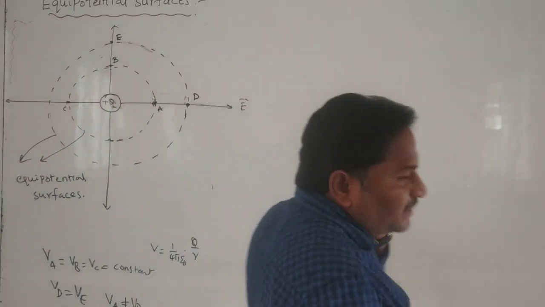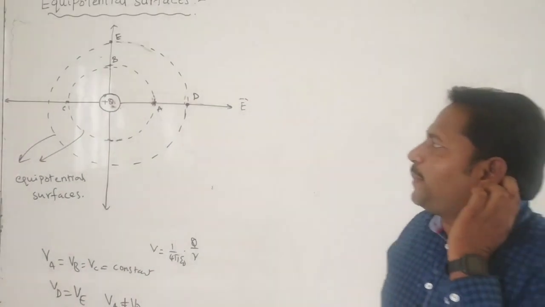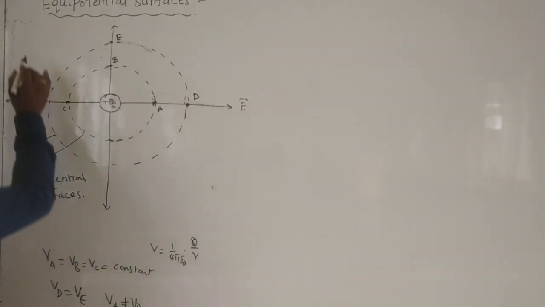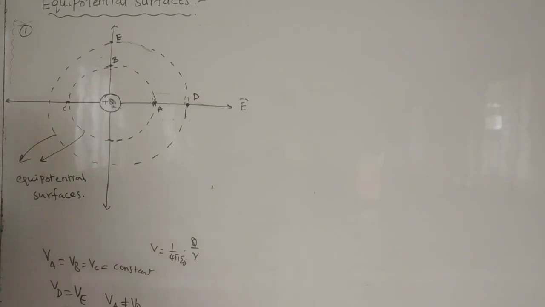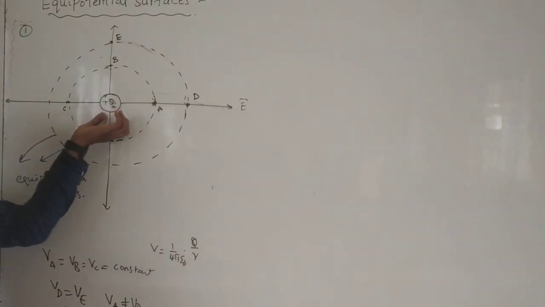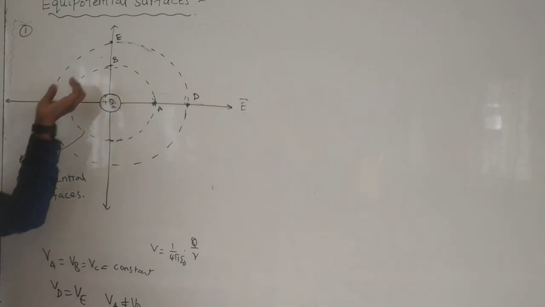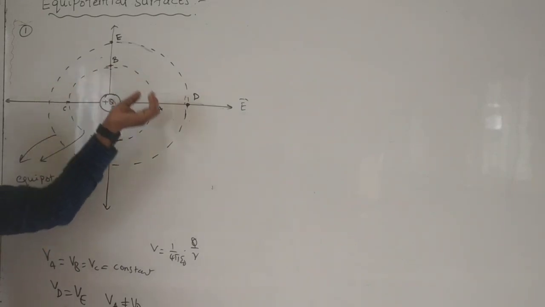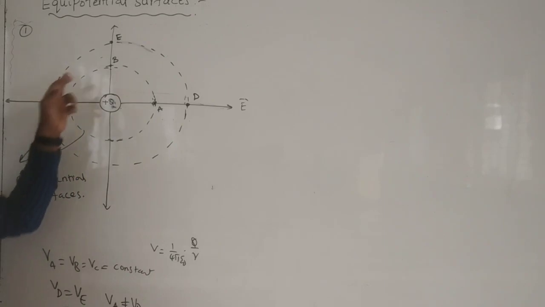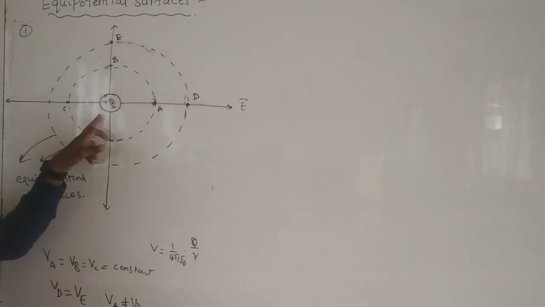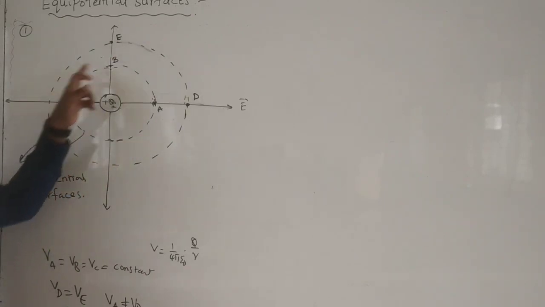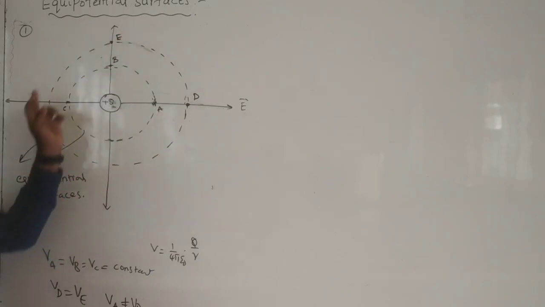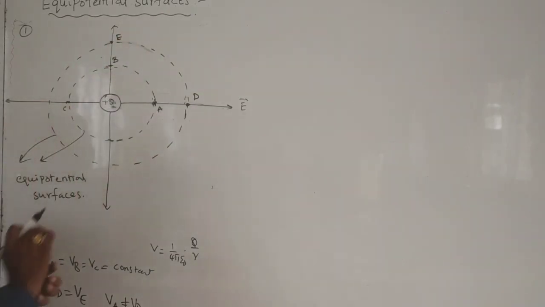Now we are going to discuss one by one the properties of equipotential surfaces. Number one. For a point charge, equipotential surfaces are spherical surfaces. This is a spherical surface. This is a point charge. How are they? They are spherical surfaces.